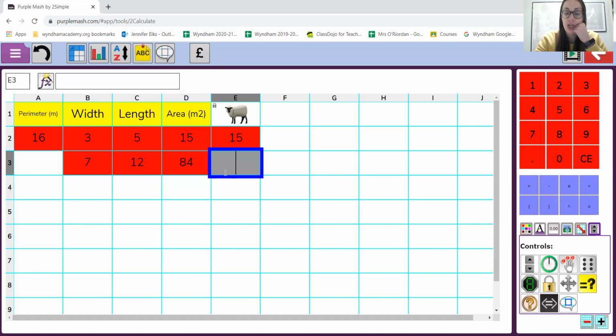Okay. How many sheep then? Because remember, 1 sheep per metre squared. Right, let's drag this formula down. So this formula is now changed to equal D3. So how many sheep? 84 sheep.